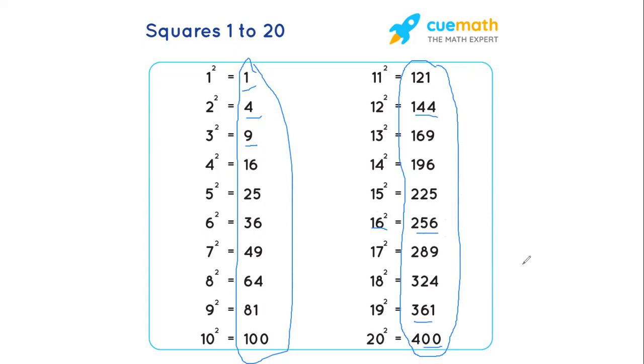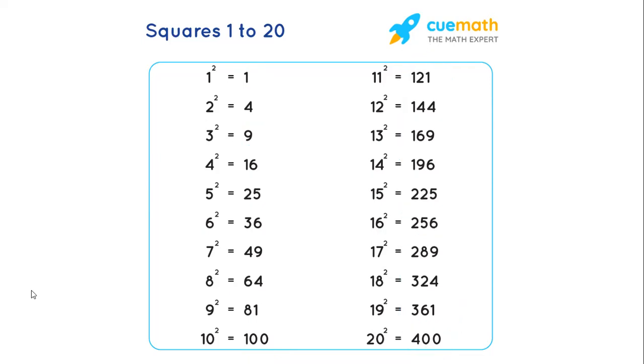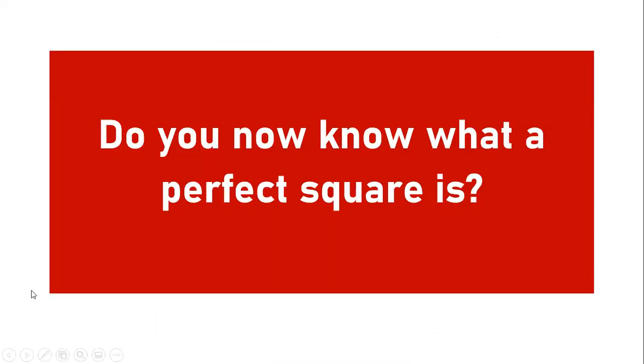If you take a look at those columns, you can see the different perfect squares. I hope that makes sense. In case you cannot remember or memorize these, you can always make use of multiplication, just multiplying the number by itself, and you will get the perfect square right away. Moving on, do you now know what a perfect square is? I hope yes, and it is easy already.